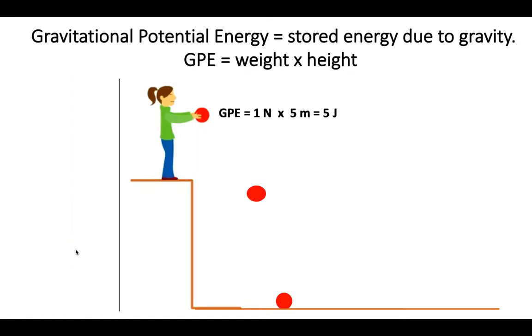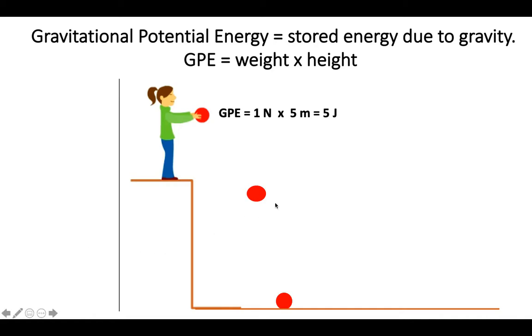For those of you who really like to think of things mathematically, here's an example that might make a little more sense to you. So the girl's holding the ball and then she drops it. So you can see three different stages. When she's holding it at the top of this hill or cliff, we calculate gravitational potential energy with weight times height. Let's assume the red ball weighs only 1 Newton, and she's 5 meters off the ground. 1 times 5 is 5 joules. It has 5 joules of gravitational potential energy.